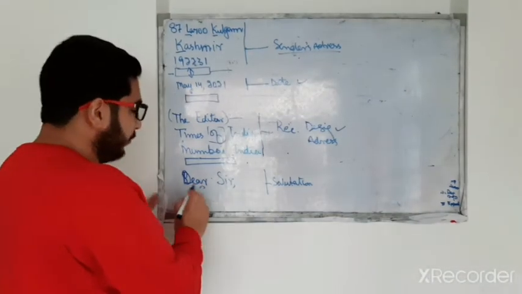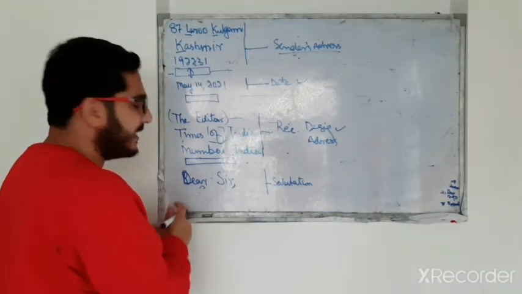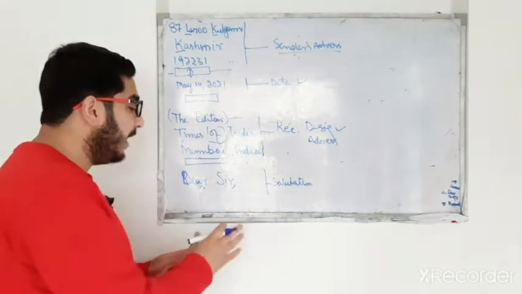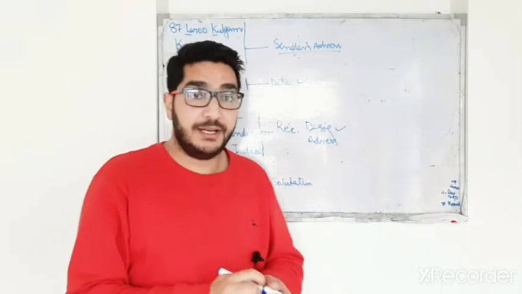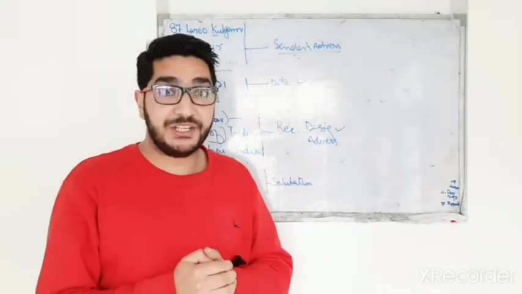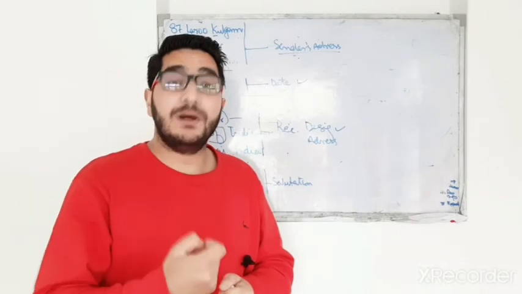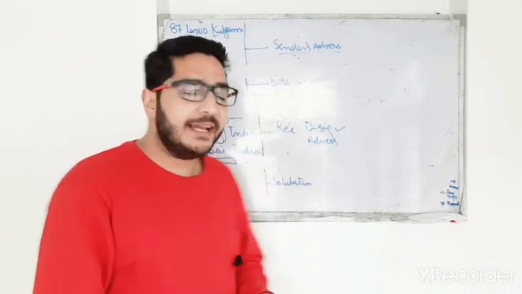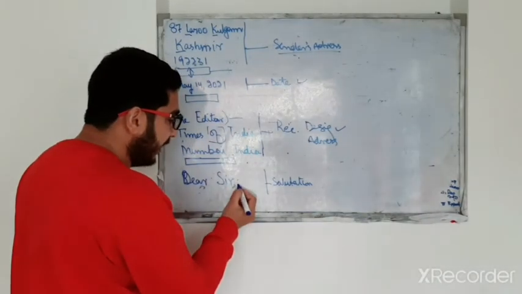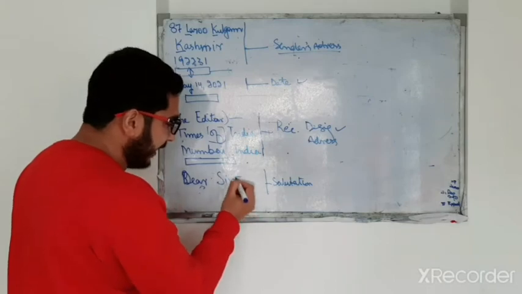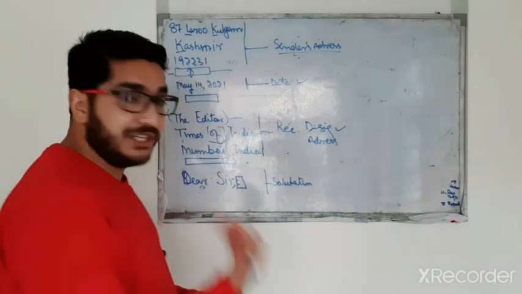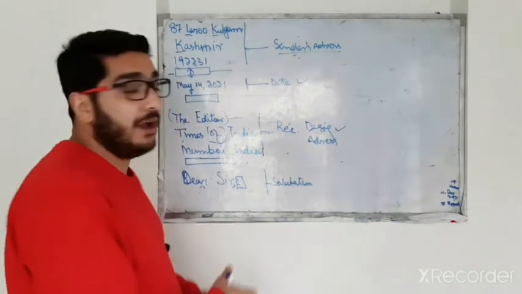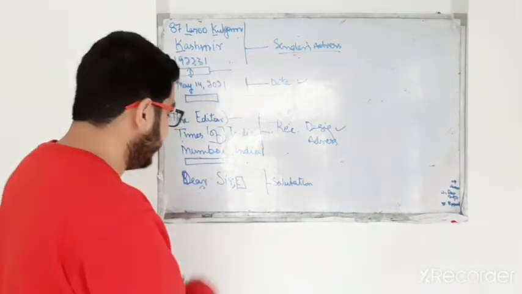See, another rule for this: we have to place a comma after writing a salutation. This is British English. We follow British English. If we follow American English, we place a colon here. But this is British English. In British English, we place a comma after the salutation.